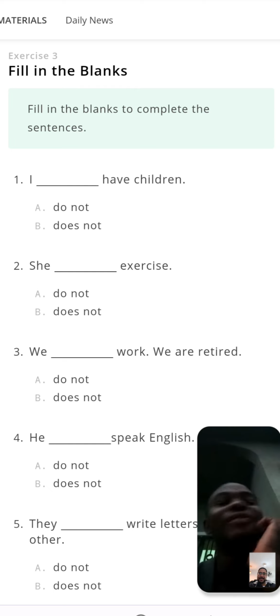Okay, now we have exercise 3, fill in the blanks. Fill in the blanks to complete the sentences. Question number 1.